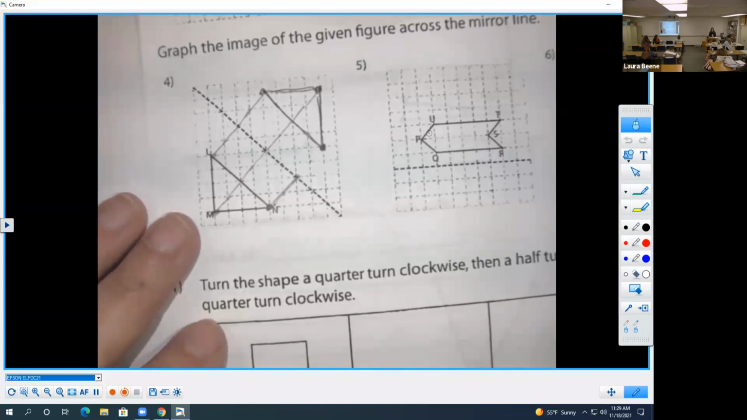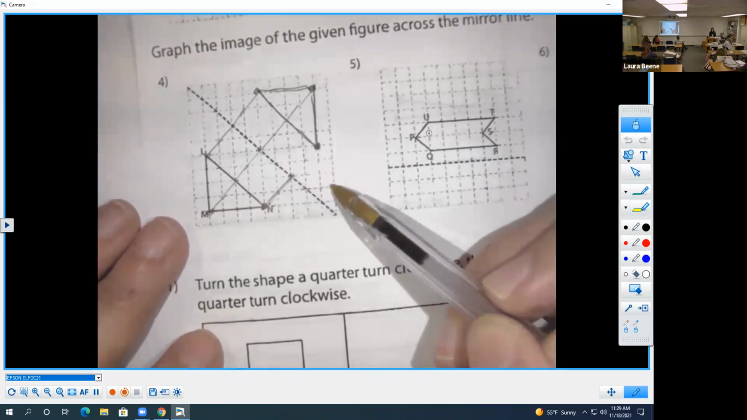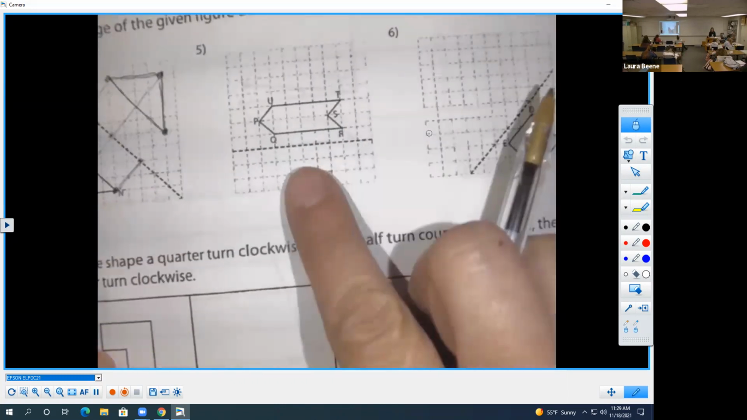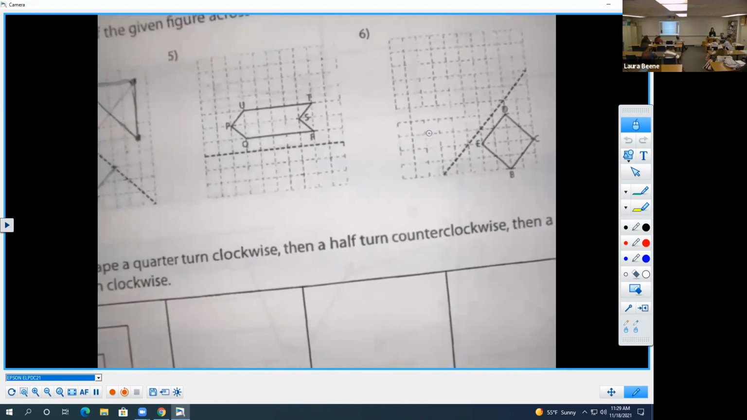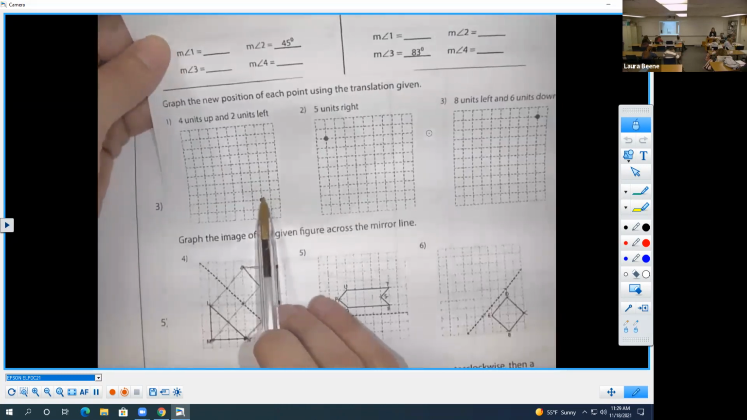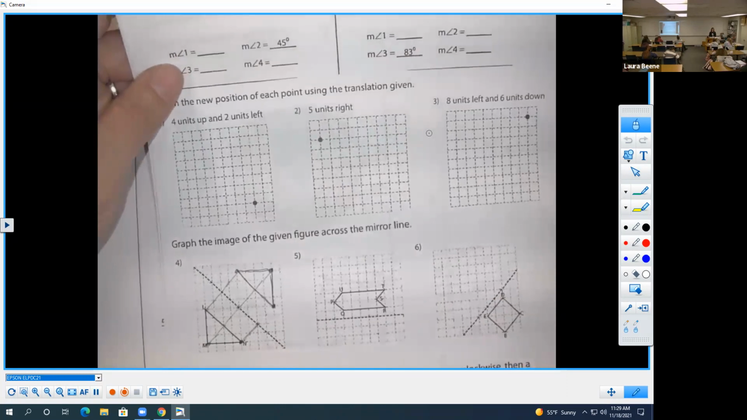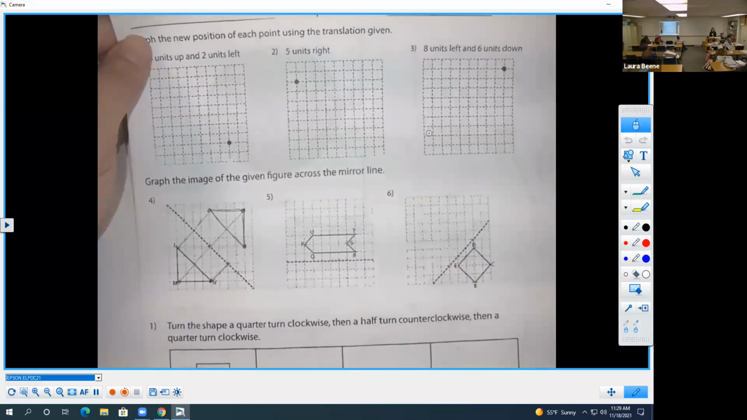You don't have to draw the diagonal lines if you can just handle jumping. But the idea is you can't just draw it 2 away over here. You have to make it on the same diagonal line. Same thing with this one and with that one. So you should be good with that. And for the translation ones, this dot, move it 4 up, 2 left. Full confidence, you can put your dot on the paper. So that's the level of transformations we're doing here.